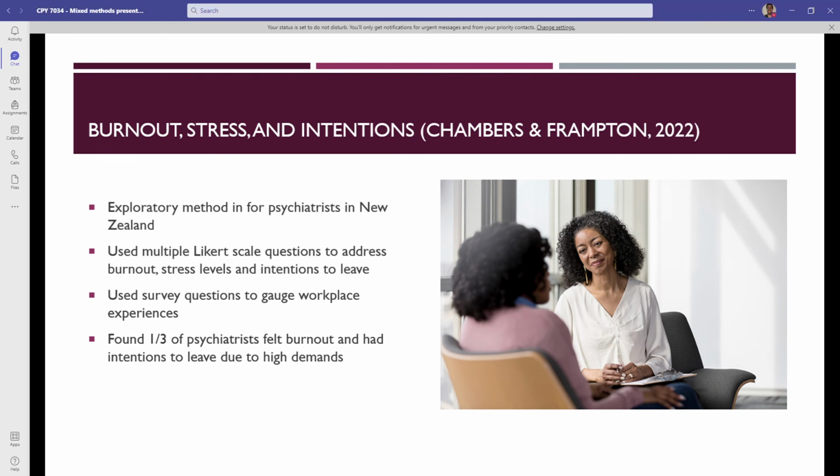Some of the main reasons for this were the high demands of the work and how much was required of them within their profession. And so using mixed methods, they were able to gather what people's burnout was on these different scales, but they were also able to understand better why these things were happening and what aspects of the culture and what experiences they were having that were leading to this burnout.